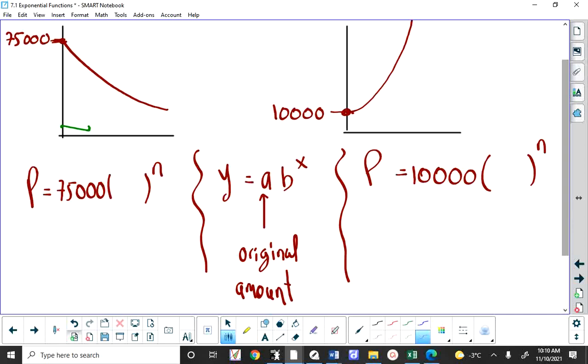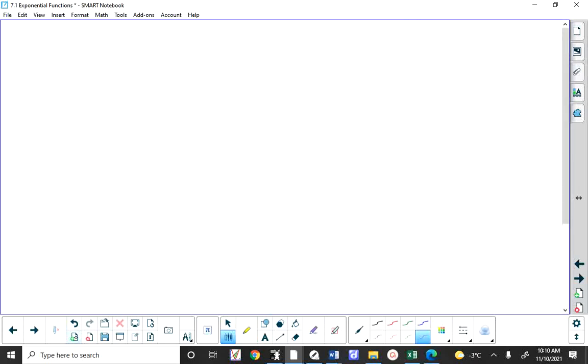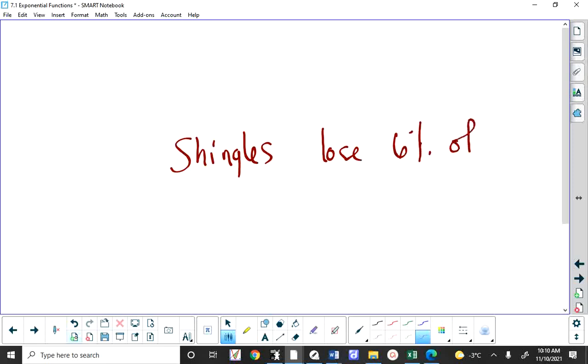The example that I have in one of my problems that we do in Math 20 is we have shingles. Well, we don't have the disease shingles. We have shingles on a roof. They're brand new shingles. And they lose, well, let's say 6% of the quality or asphalt or whatever coverage. They lose 6% of the quality, I'll say, each year. And we need to be smart about this.